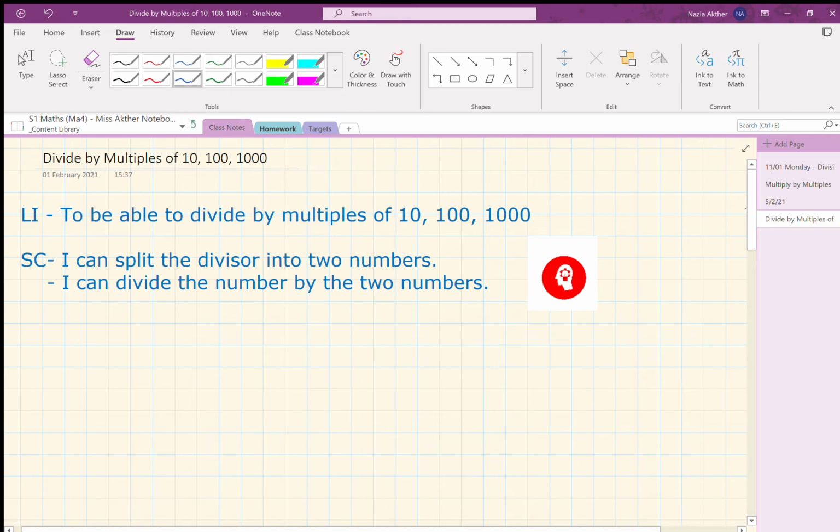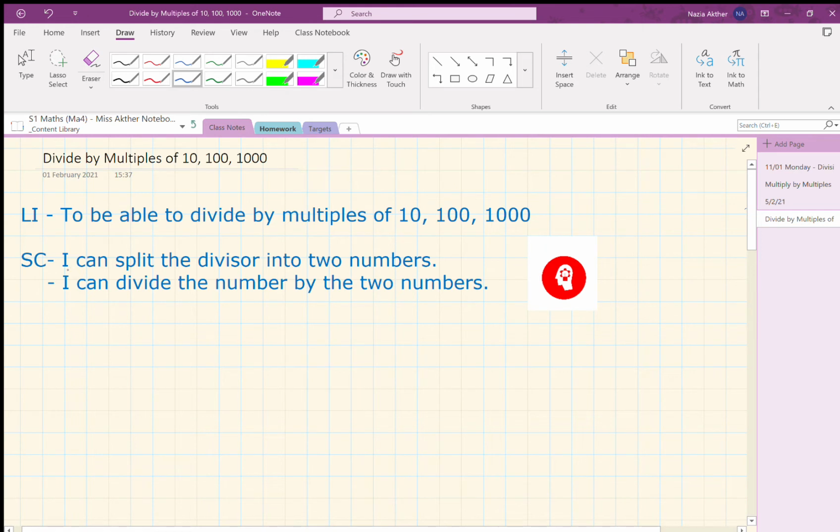So previously we looked at how to multiply numbers by multiples of 10, 100 and 1000. And today we are going to look at how to divide by multiples of 10, 100 and 1000. To do this is explained in the success criteria.